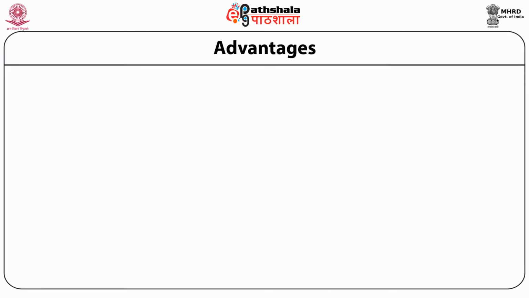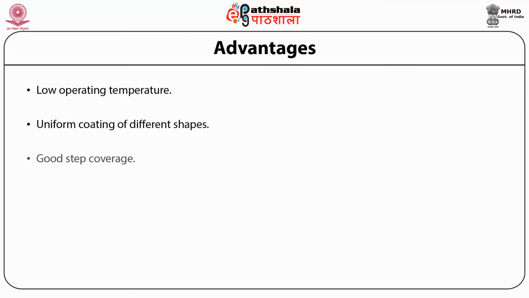The advantages of the chemical deposition process. Number 1, low operating temperature. Number 2, uniform coating of different shapes. Number 3, good step coverage. Number 4, high packing density. Number 5, there is less stress.